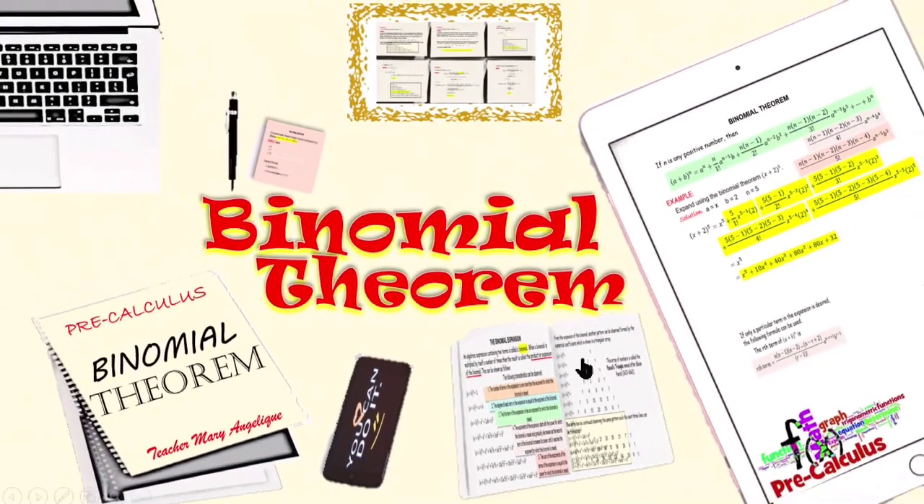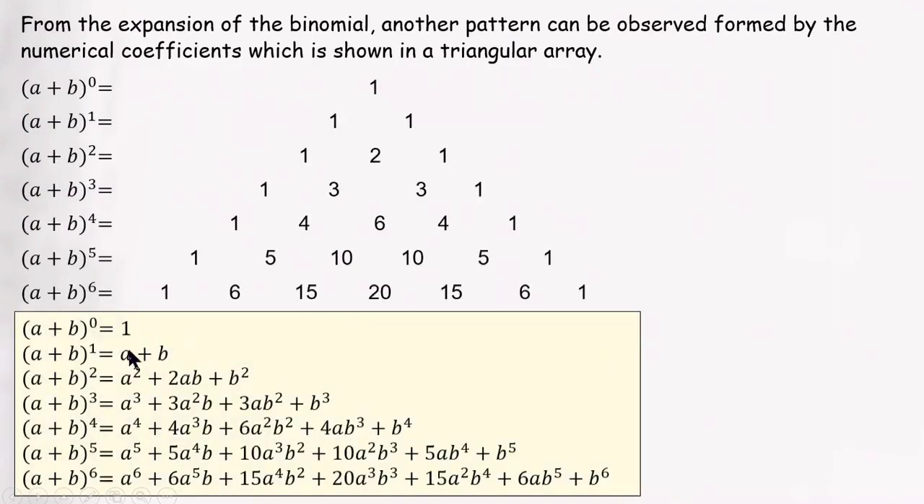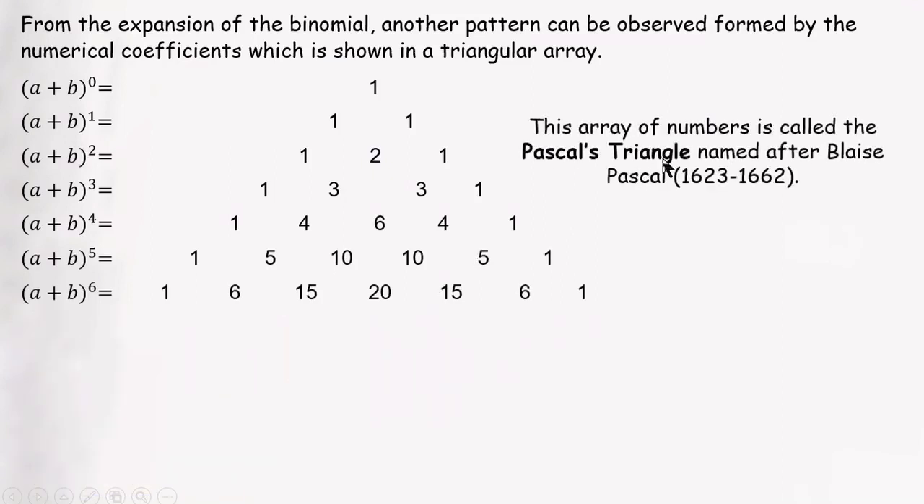From the expansion of the binomial, another pattern can be observed, formed by the numerical coefficients, which is shown in a triangular array. If only the coefficients are written, they will appear in this manner. We have 1, then 1, 1, 1, 2, 1, 1, 3, 3, 1, 1, 4, 6, 4, 1, 1, 5, 10, 10, 5, 1, 1, 6, 15, 20, 15, 6, 1, and so on. This array of numbers is called Pascal's triangle, named after Blaise Pascal.